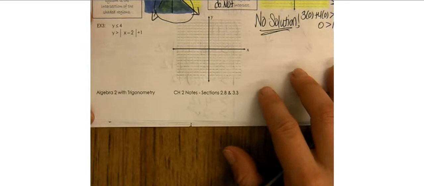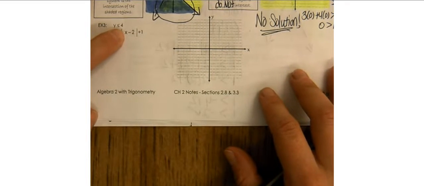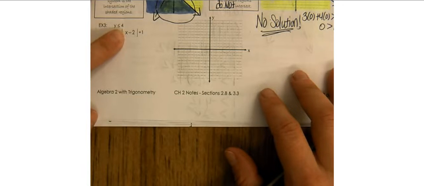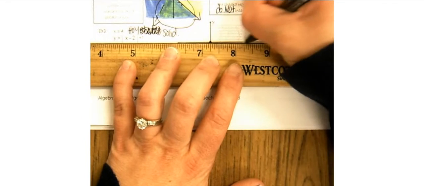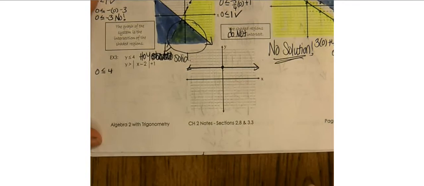Next, we have y is less than or equal to 4. So this is a horizontal situation and it's going to be a solid line. So I'm going to go to where y equals 4. 1, 2, 3, 1, 2, 3, 4. And I'm going to draw a horizontal solid line. I'm going to pick 0, 0, and I'm going to ask myself, is 0 less than or equal to 4? Why, yes, it is. 0 is smaller than 4. So that means that on the side that has 0, 0, I'm going to shade.